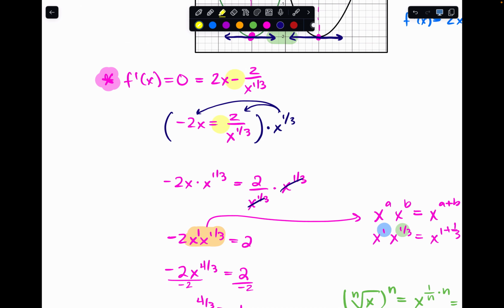Emphasizing again, make your work match this. I knew what I was looking for, and I knew when I got to a point where I had an even power equals a negative, something was wrong. It's not the problem. It's not the textbook. It's me, right? I just made an algebra mistake. We all do it.